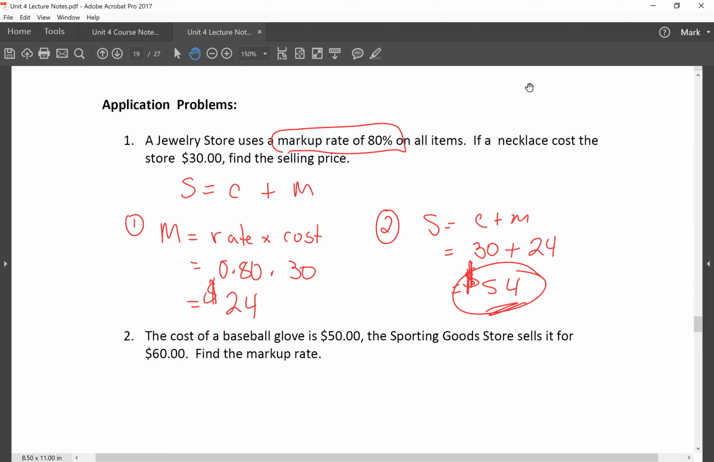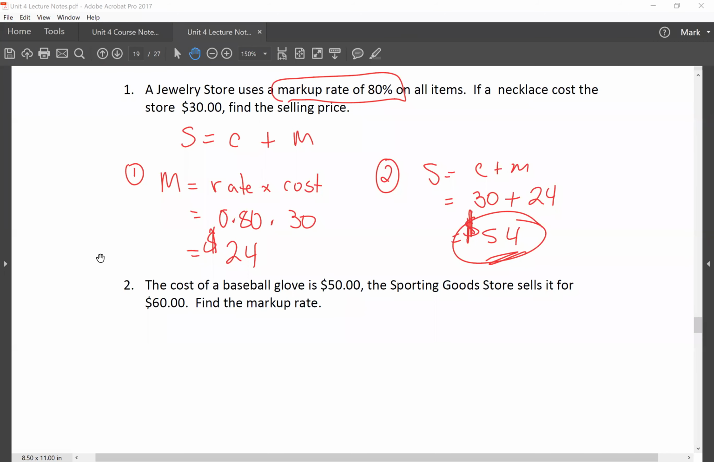All right, let me check the chat. Yeah, okay, so Reem and Asma both gave me 54 before I put the answer up. That's perfect. Okay, what about number 2?